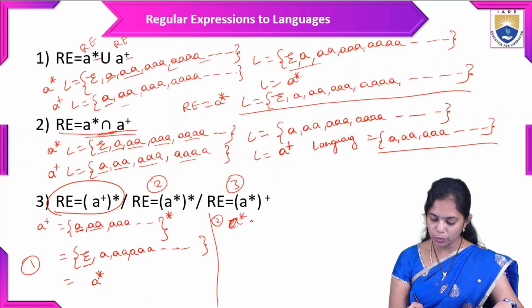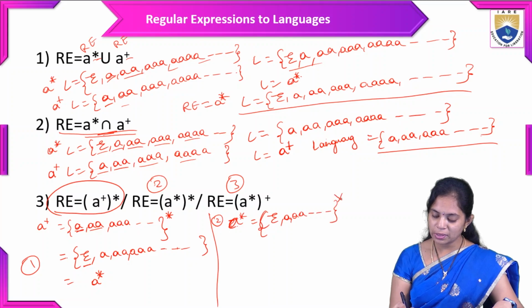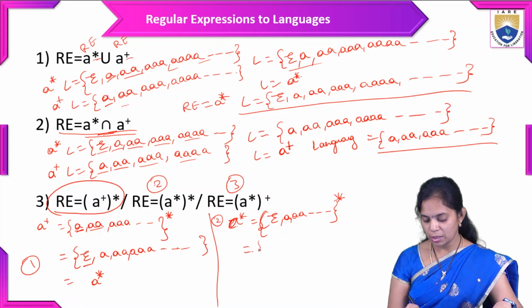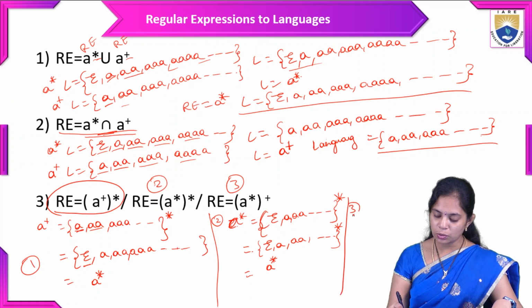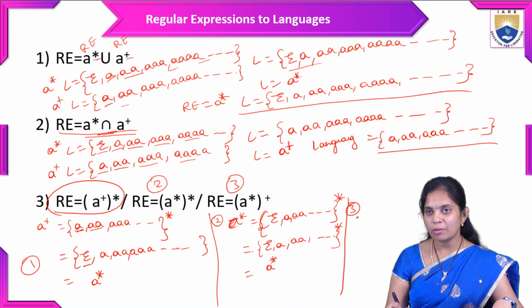So A star is equal to, so what we have, epsilon, comma, A, comma, AA, and so on. So this is the star of it. So we will get, epsilon star is also having the epsilon symbol, and A star, we already have the epsilon symbol, so I am writing that directly. So AA, and so on. So this is A star. So this is also A star. And the third one also has the same value. So A star of plus.